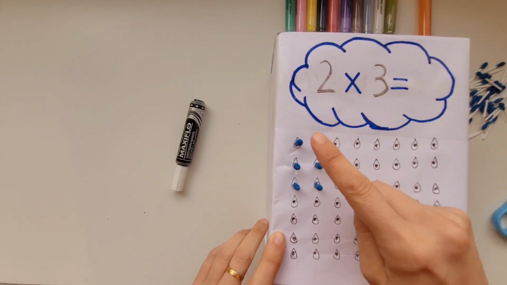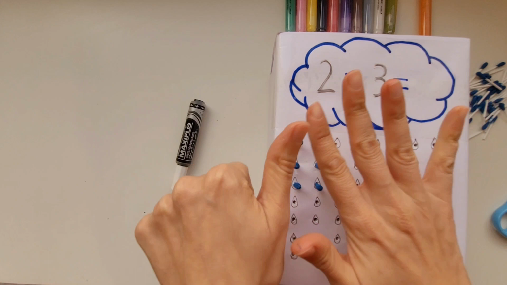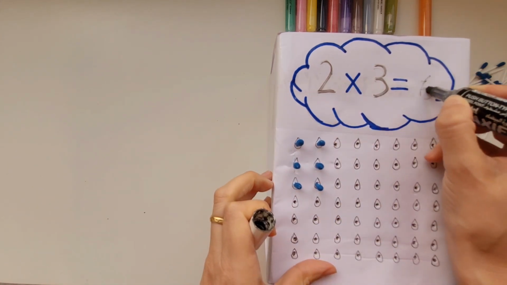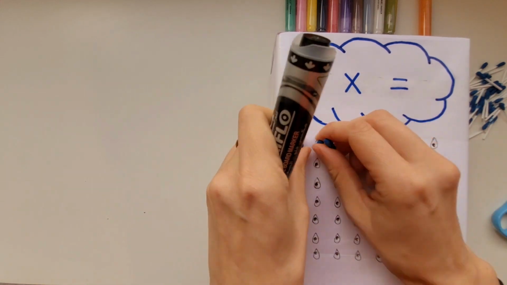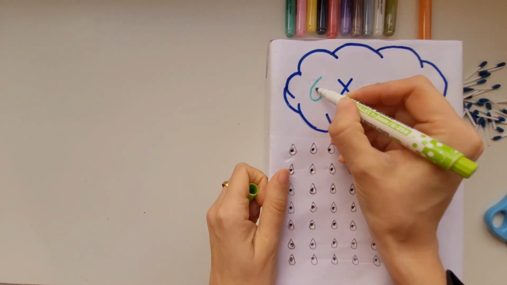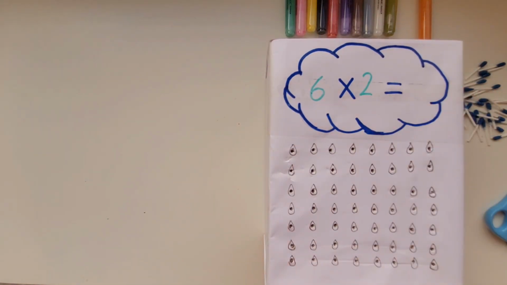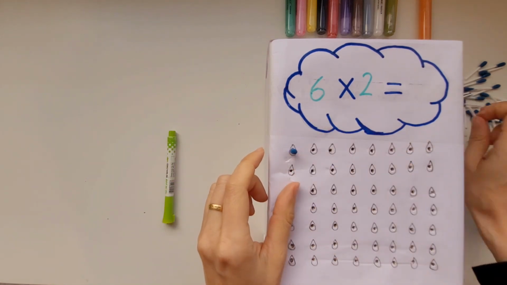Then you can count them, 2 times 3, and that makes 6. So that way the child can have a visual of how to use arrays to multiply. You can do that over and over with different numbers, each time using the grid.